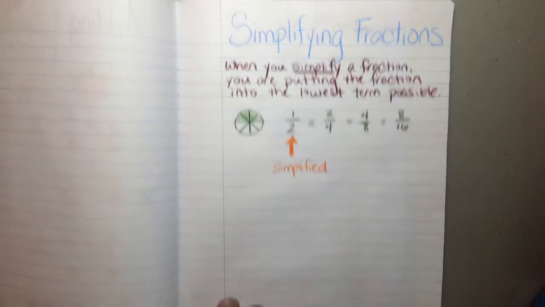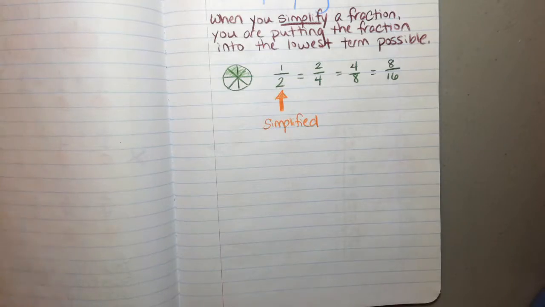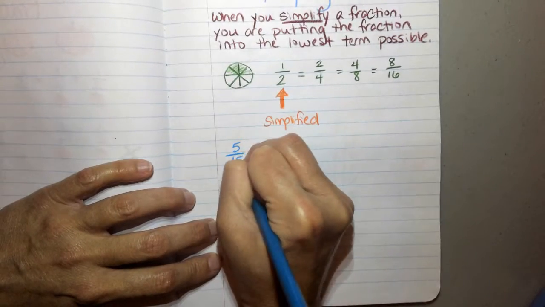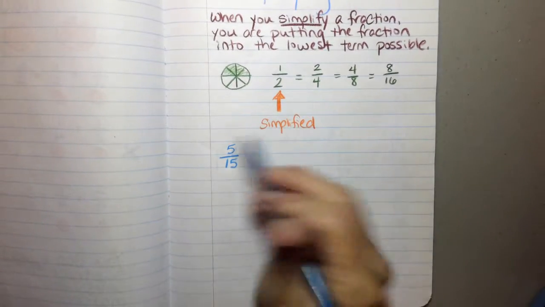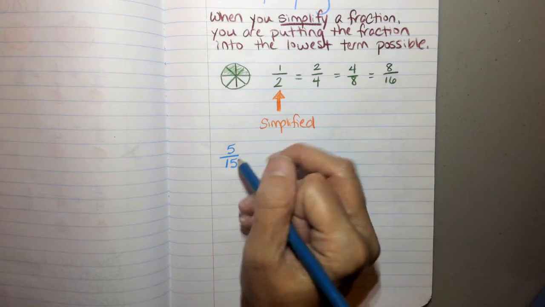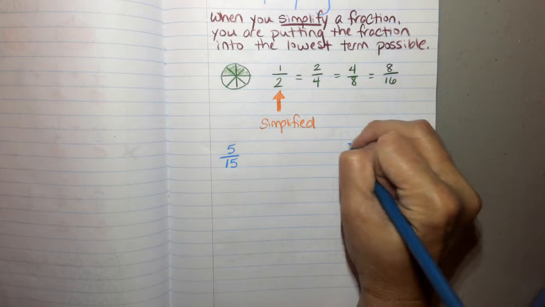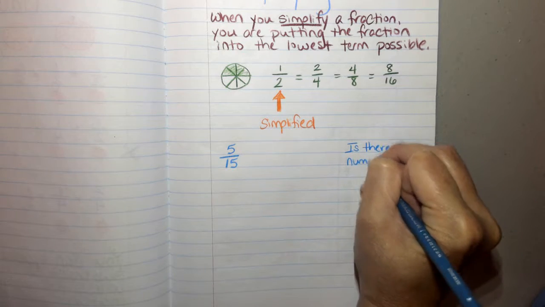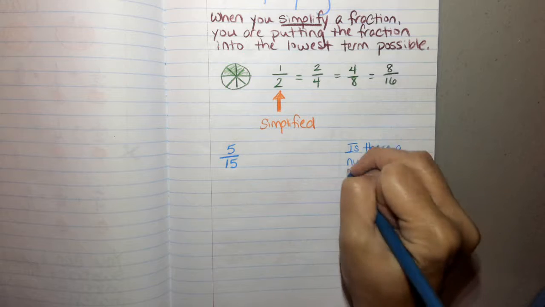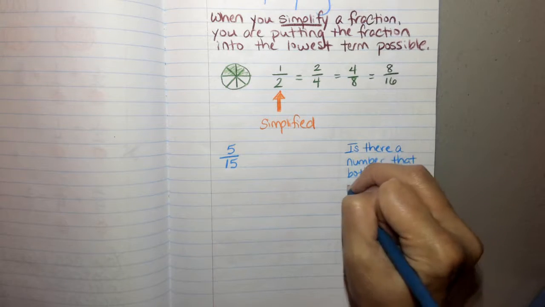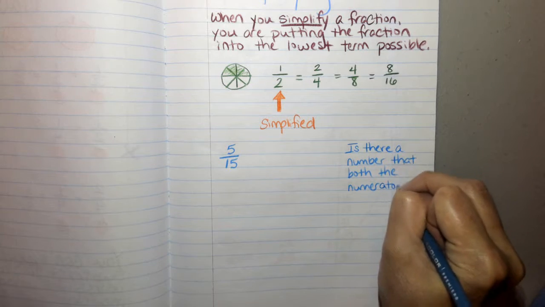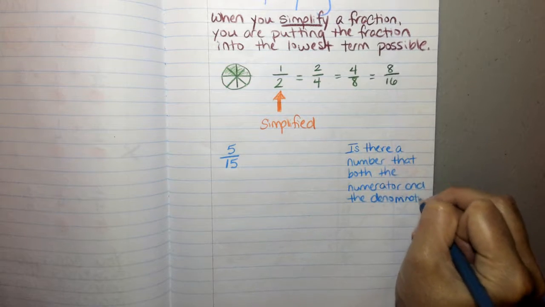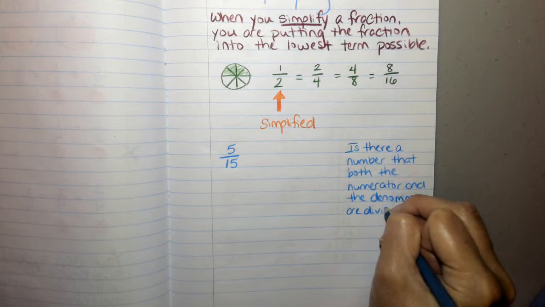So when you have answered a problem with a fraction and you're left with something like, I don't know, 5/15, you have to ask yourself, can I simplify that? And what you're really asking is, is there a number that both the numerator and the denominator are divisible by?